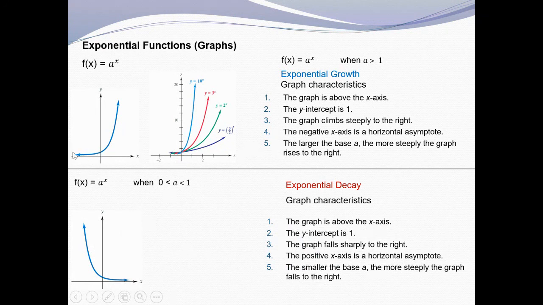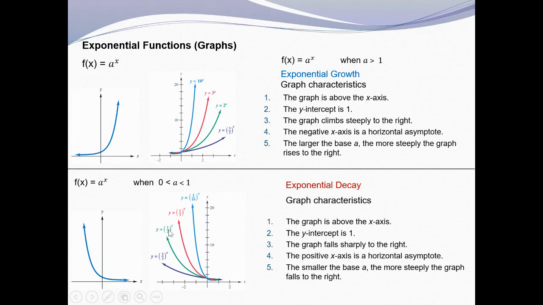This axis was the asymptote here. The smaller the base A, the more steeply the graph falls to the right. Let me show you what it means by that. So, for example, this is 2/3. The graph is something like that in purple.